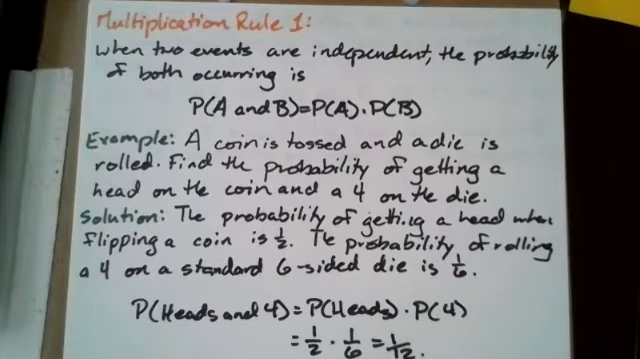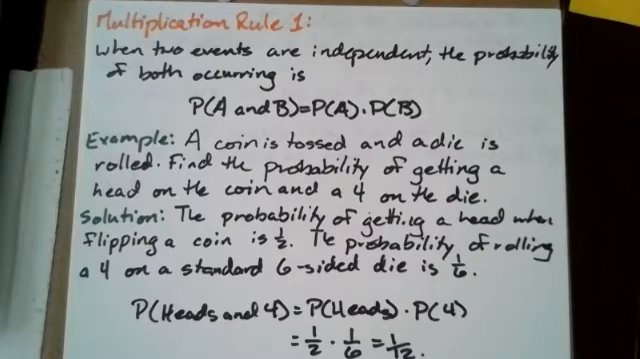Multiplication rule 1 is this. When two events are independent, the probability of both occurring, the probability of A and B, is equal to the probability of A times the probability of B. For example, a coin is tossed and a die is rolled. Find the probability of getting a head on the coin and a 4 on the die.